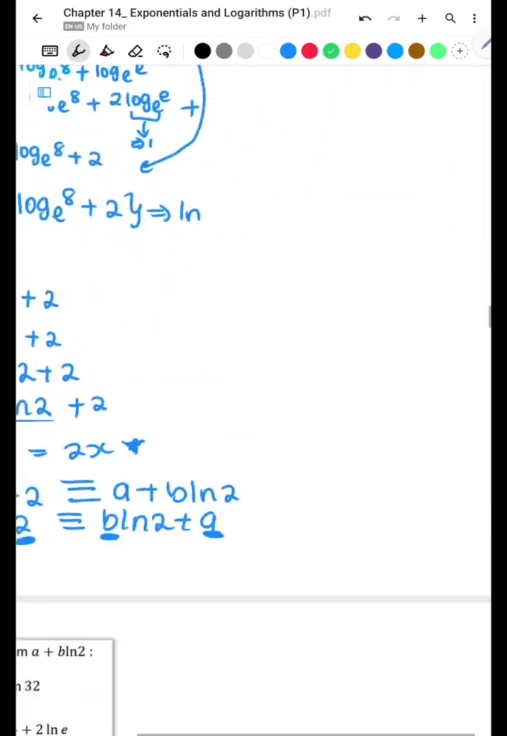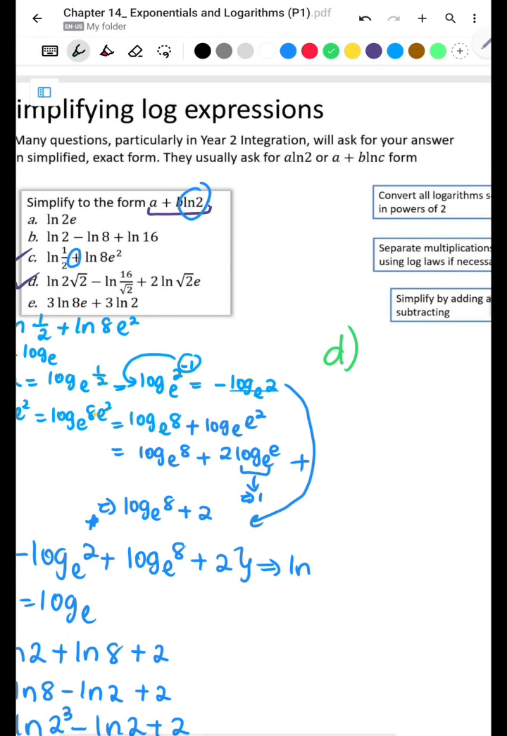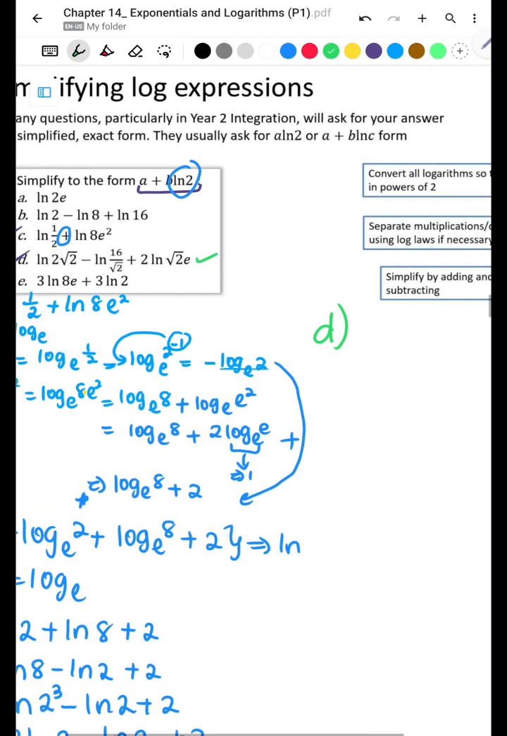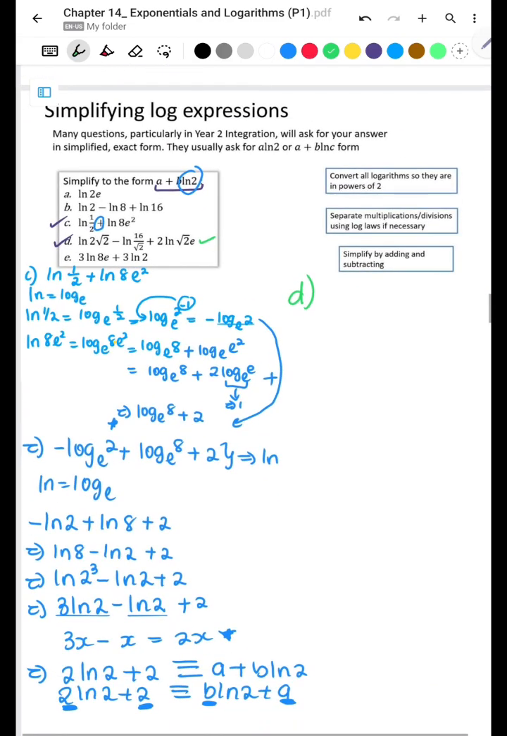We'll try to manage the space as we go along. Natural log of 2 root 2 minus 16 root 2 plus 2 natural log. We're doing this. So now, natural log of 2 root 2. I would go through this without converting from natural log to log base e. That sounds more interesting.